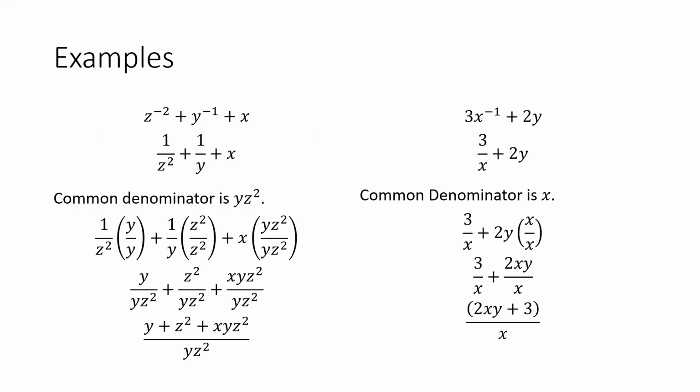Let's go through them. So we have z to the negative 2 plus y to the negative 1 plus x. Okay, pretty straightforward. Negative exponents. First thing we need to do is make them not negative anymore. So move them to the other side of the fraction line. So z to the negative 2 is the same as 1 over z squared. y to the negative 1 is the same as 1 over y.